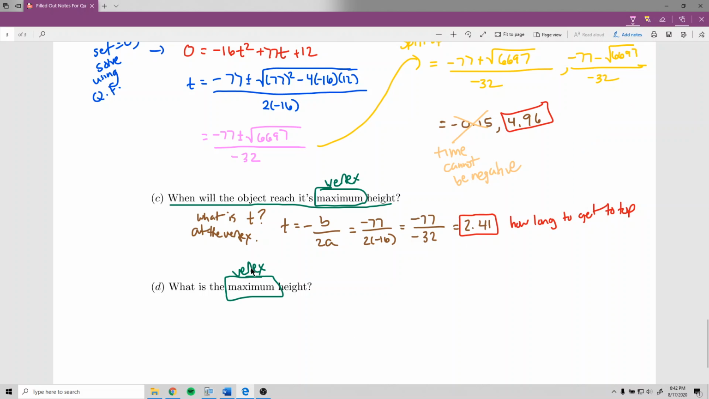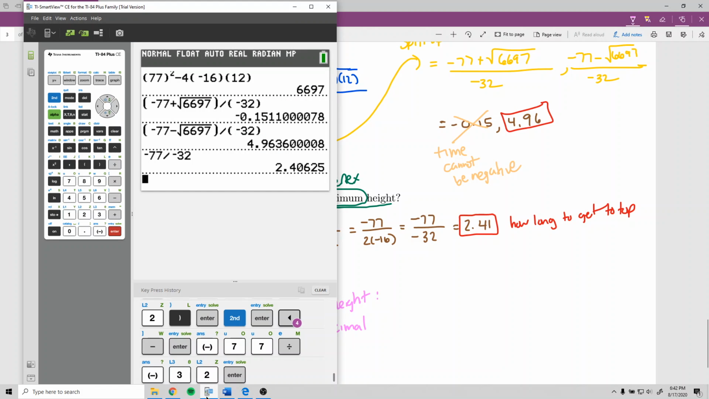And just like with the other word problem, once we get the x, or in this case the t value, we plug it in to get the actual maximum height. Now, one thing I would recommend is not plugging in the rounded value. Plug in the whole decimal, which for us is 2.40625.